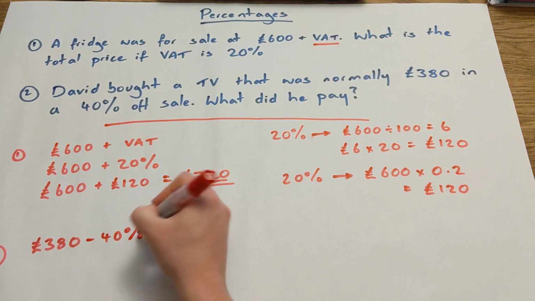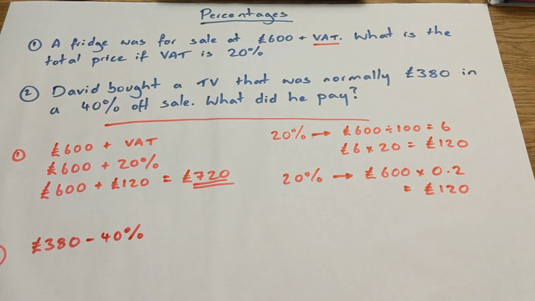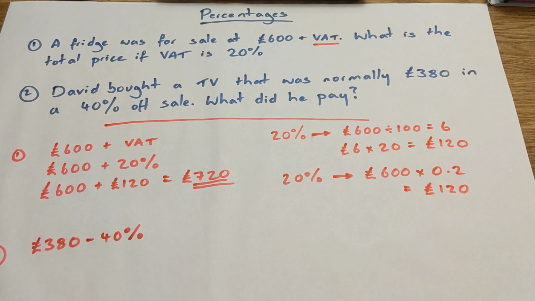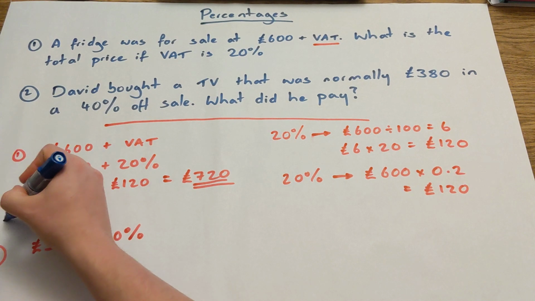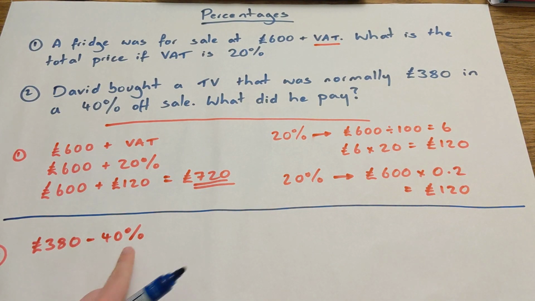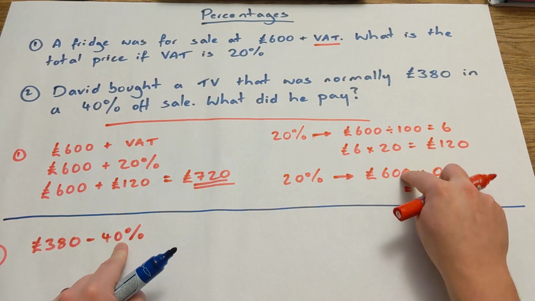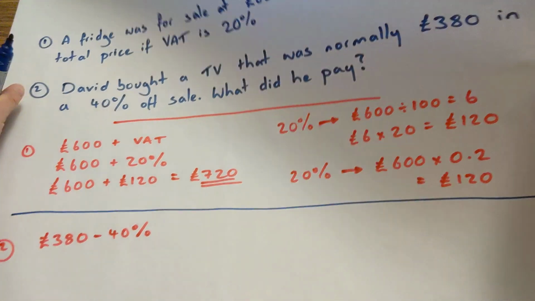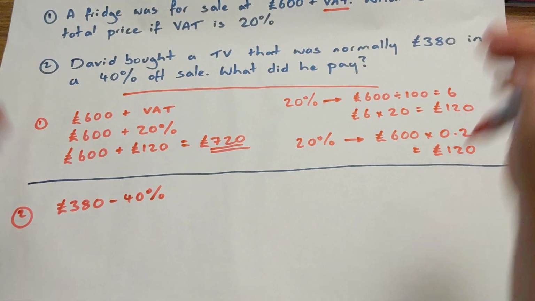I'm taking away 40%, and that means we're expecting our answer to be smaller. That makes sense. In a sale, the price would be smaller than it originally was. But we'll do it exactly the same way. We'll work out what 40% is, and then just take that away from 380. So let's do that. I'm just going to put a line between these to keep them separate. And again, we'll work out that 40% in both ways because I don't mind which way you do. Either one works.